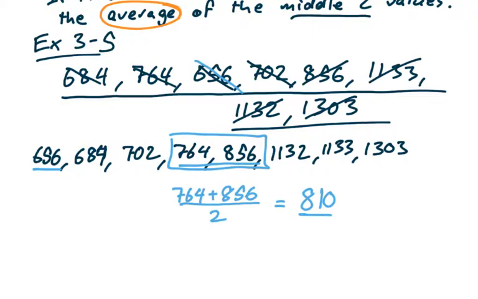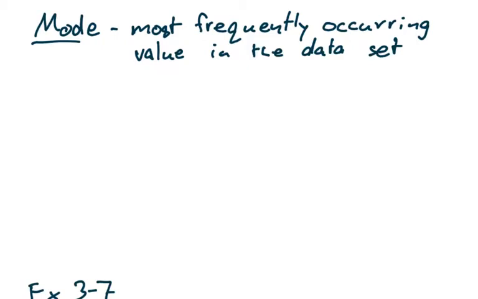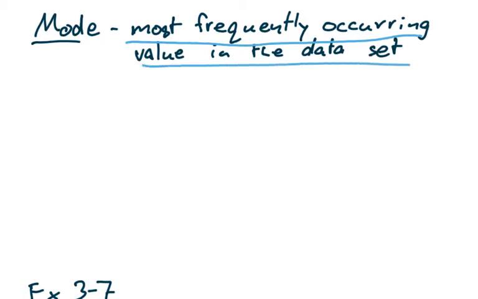So notice here, the median of the data set does not necessarily have to be an item or a number that is from the data set. Okay, now next we have the mode. The mode is the most frequently occurring value in the data set.